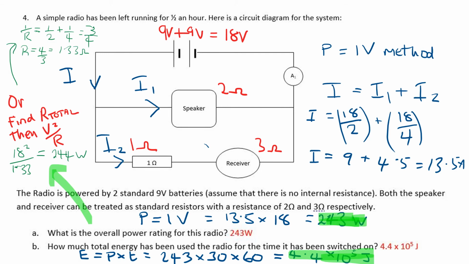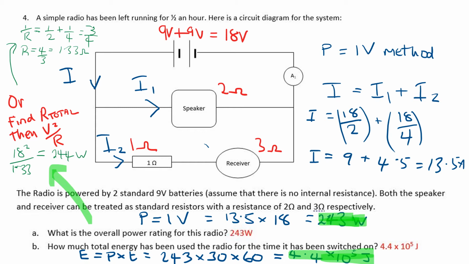So for part A, there are two methods. You can either do the power equals I times V method, or you can find the total resistance of the circuit and then do V squared over R. Either way, you should get to an answer of 243 watts. So the IV method, we know that the total circuit current, labelled here I, is equal to I1 plus I2. That's the sum of the currents through the branches.